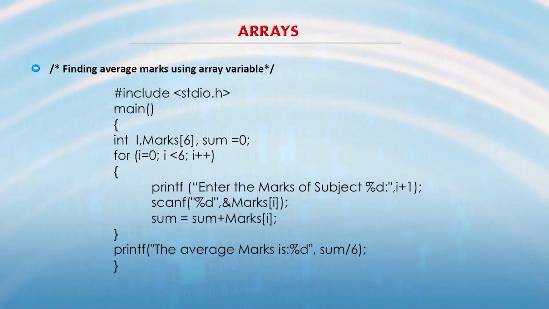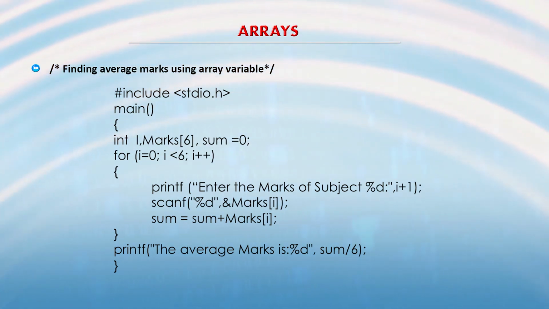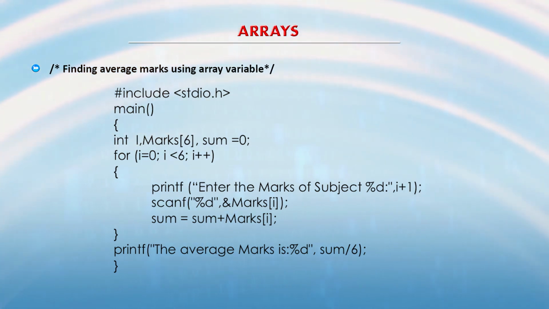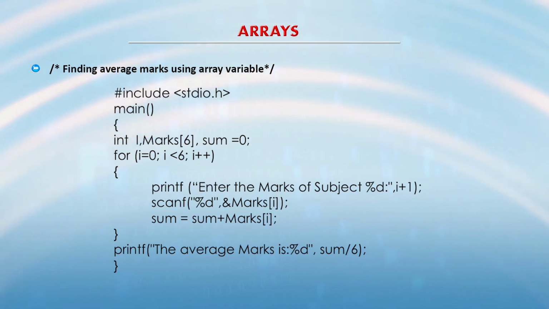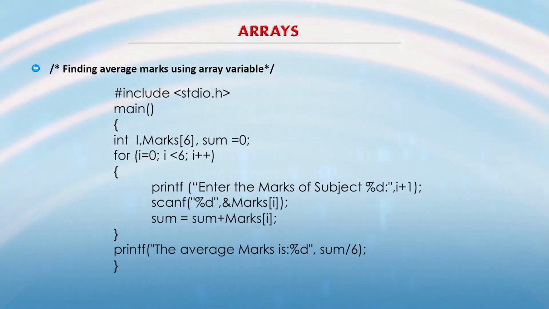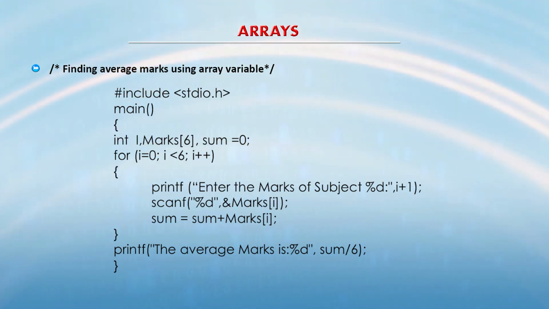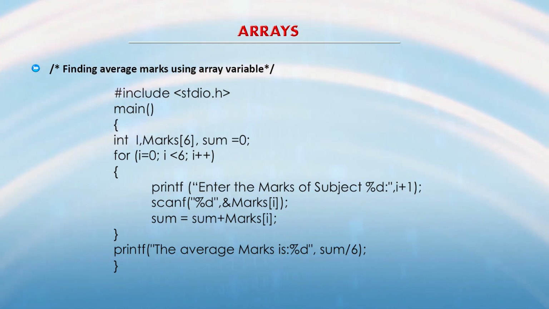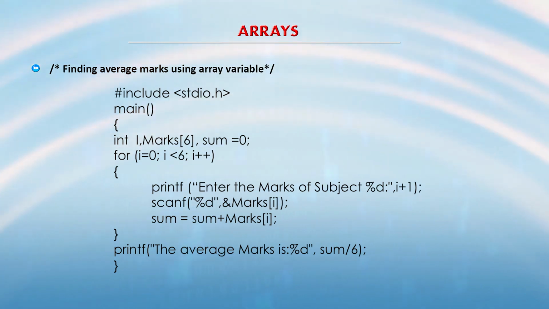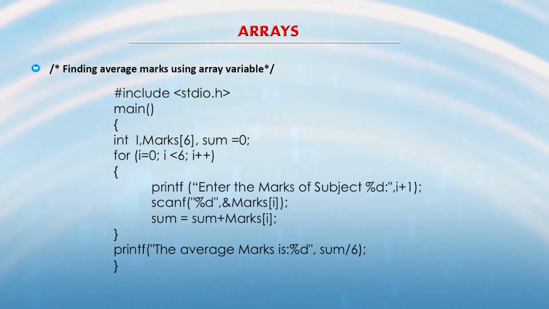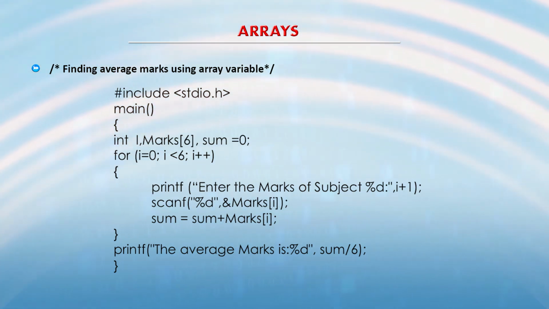Now we have for (int i = 0; i < 6; i++). We want to enter the marks of the 6 subjects. So as to incorporate interactivity, we write printf("Enter the mark of subject %d", i + 1), because the index starts with 0. That's why i is initially 0. A 0th subject cannot exist, so we need the first subject; that's why it is i + 1, that is subject 1.